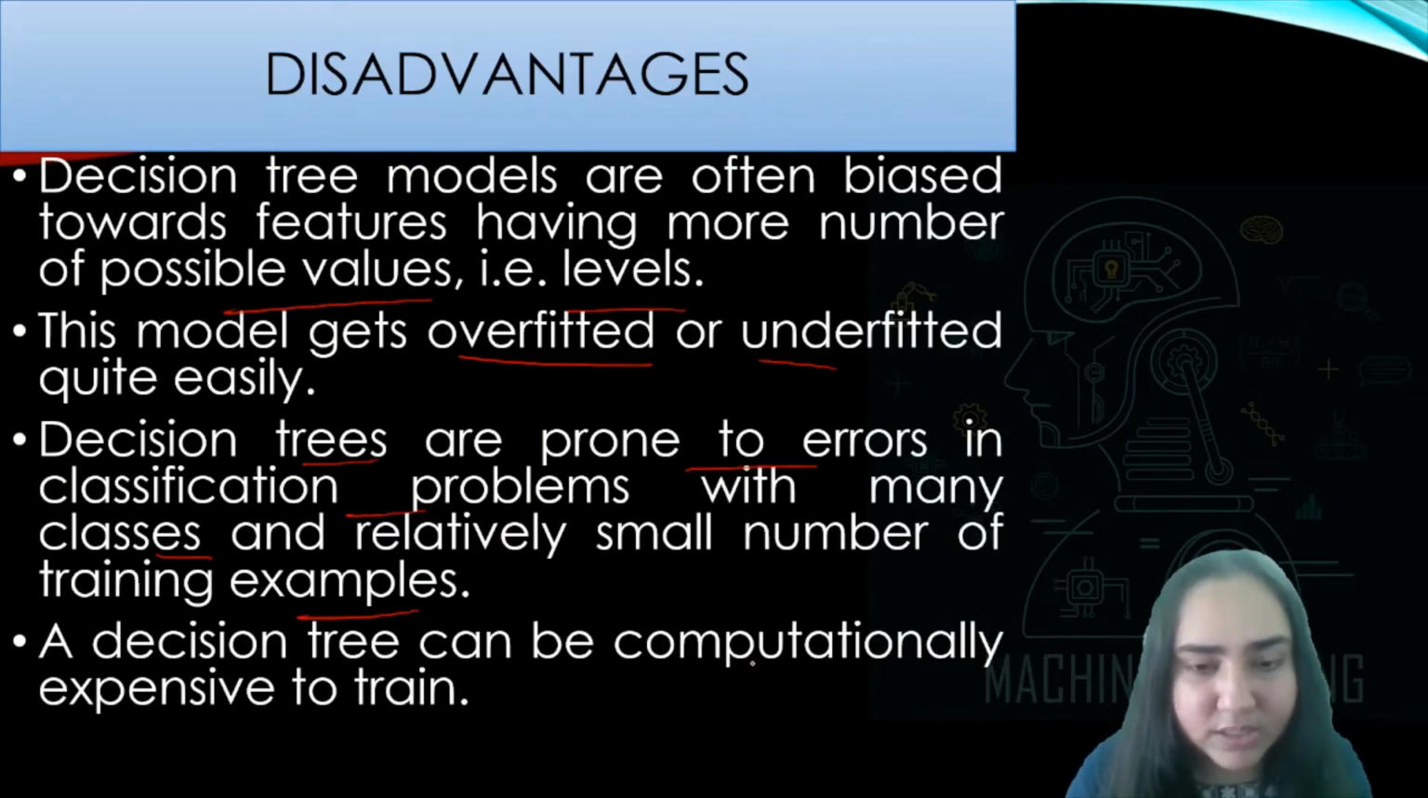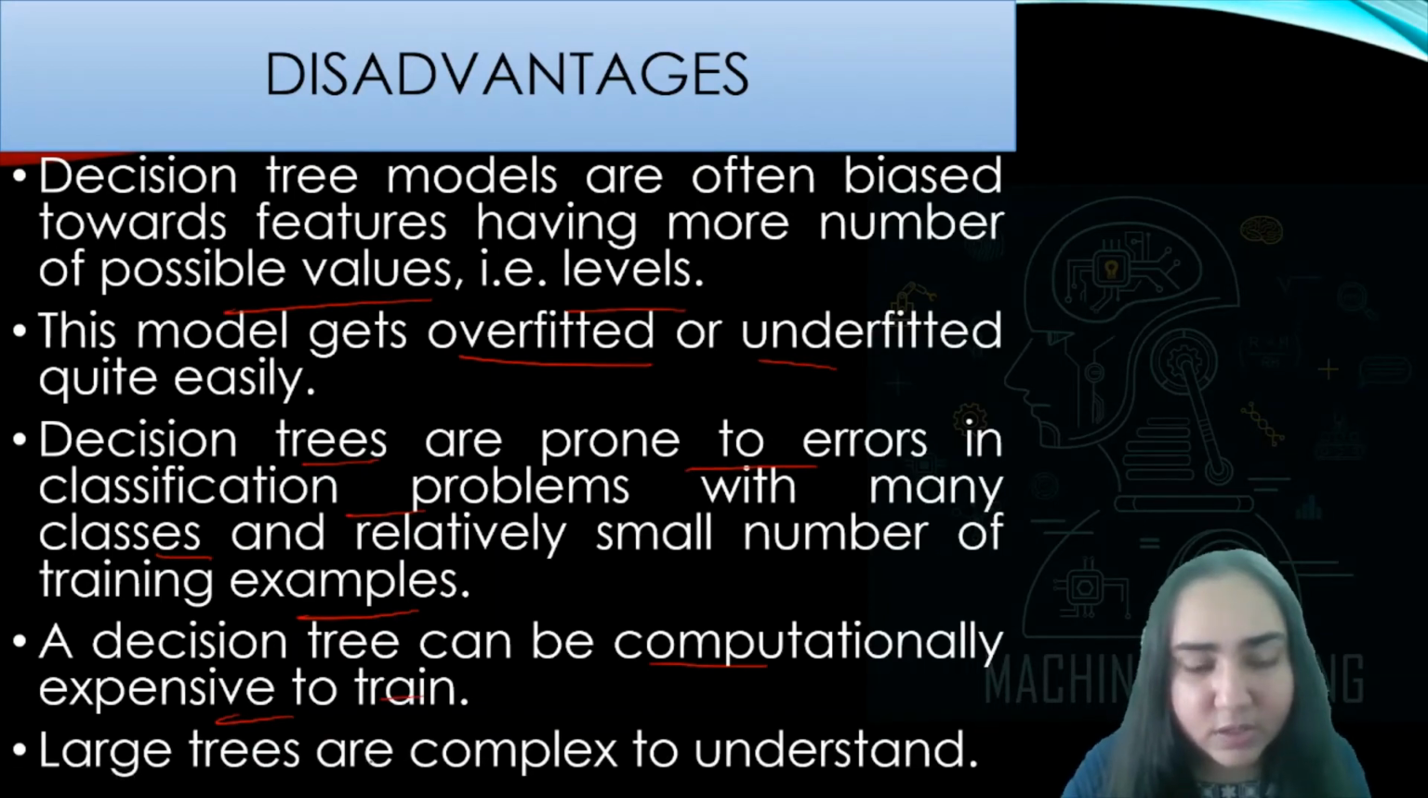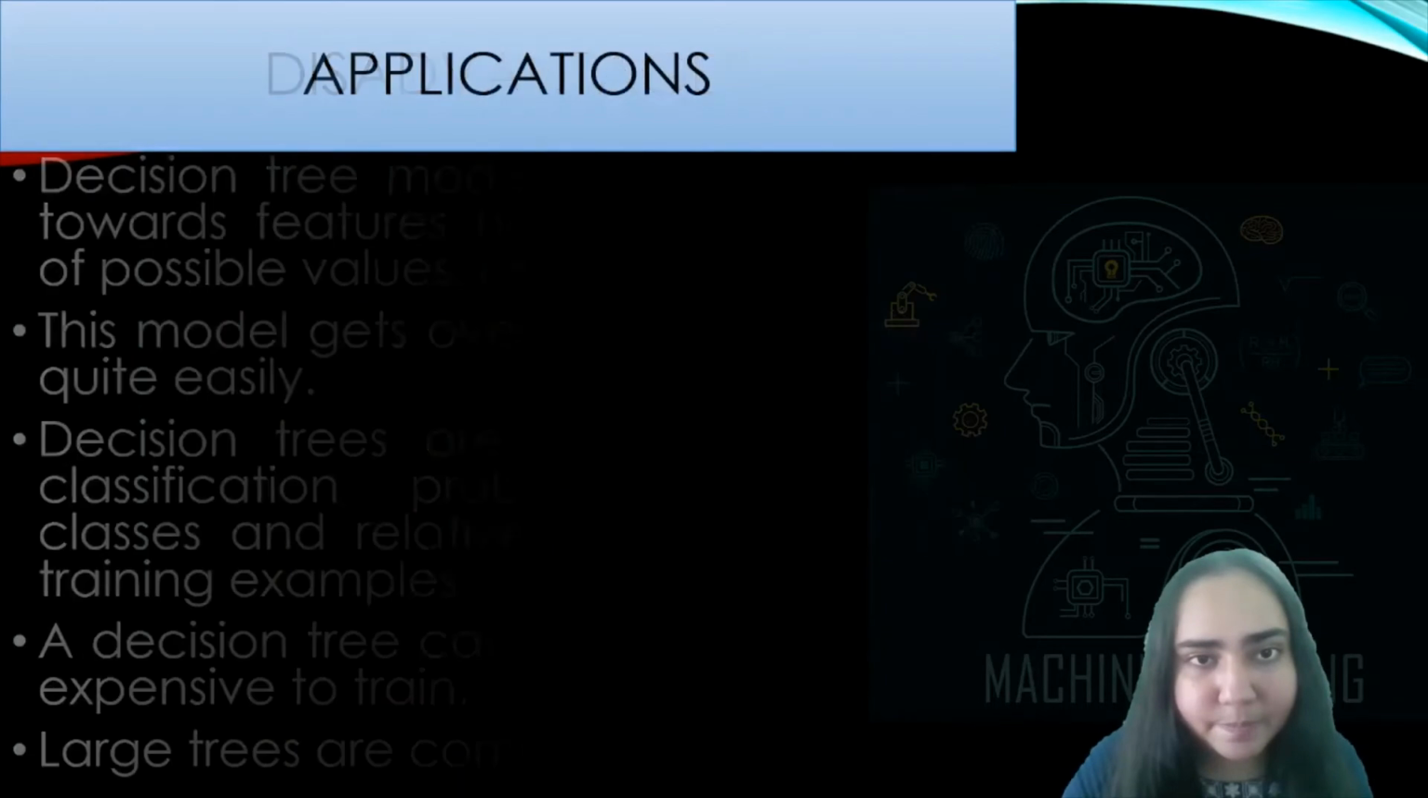Okay, and it can be computationally expensive to train. So that is another disadvantage. And finally, large trees are complex to understand. A smaller tree is easy to understand, but if it's large, it gets very complex.